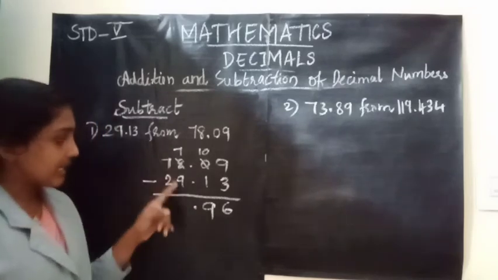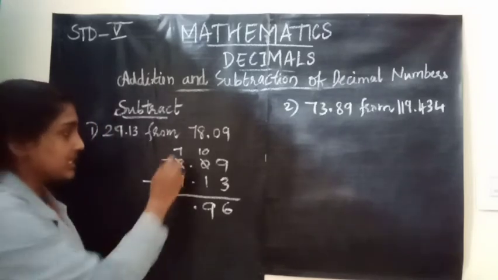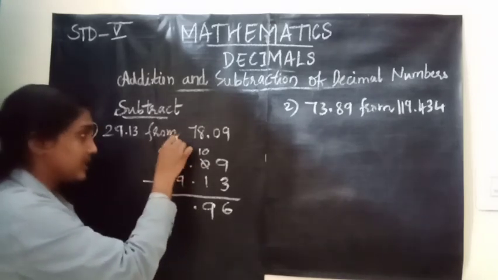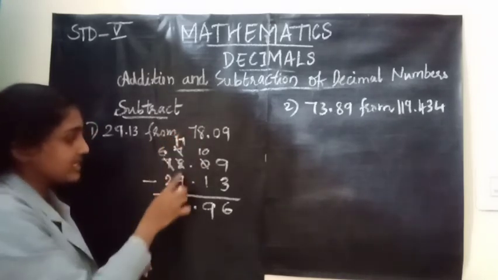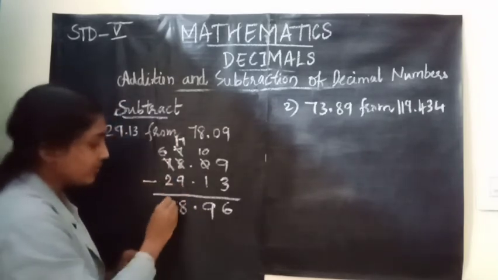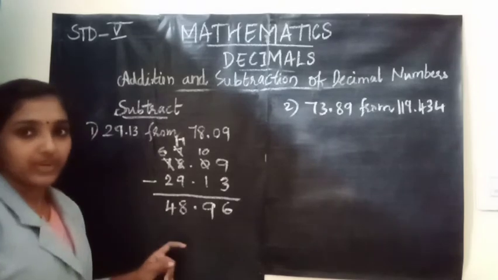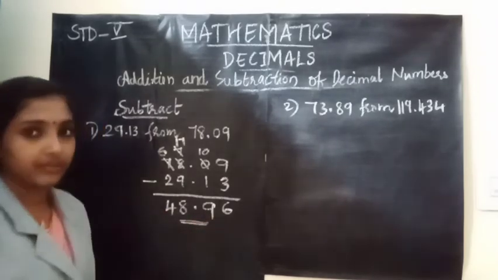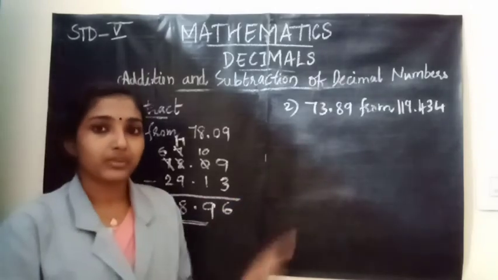Next is 7 minus 9. 7 minus 9 is also not possible. So borrowing from the next place, it is 17 here. 17 minus 9 is 8. Then 6 minus 2 will get 4. So our answer is 48.96.